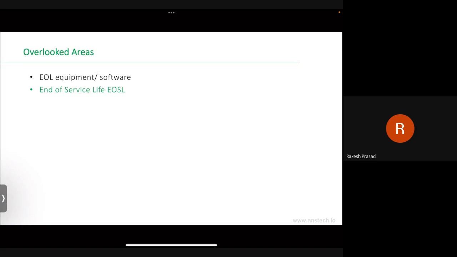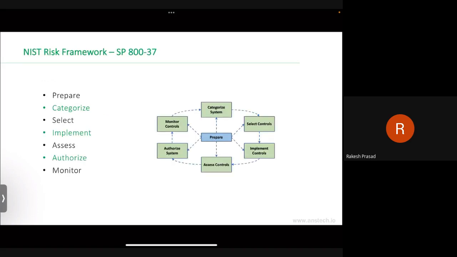So what happens is there are a lot of external vendors who come in and say, okay, fine, Ubuntu is not providing updates, but I will provide them. I will maintain it for the next 5 years. And that's when external agencies might come in and maintain that software for you. So you have to work out such contingencies once you see that your equipment is reaching end of life or end of service life.